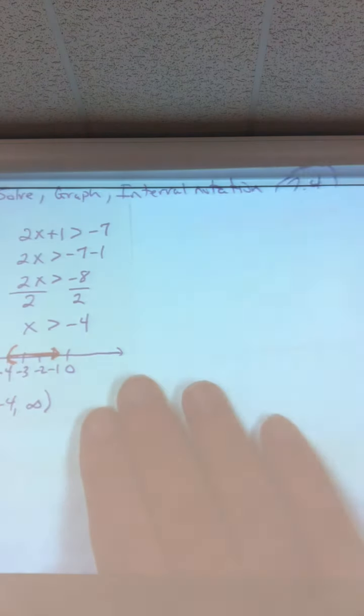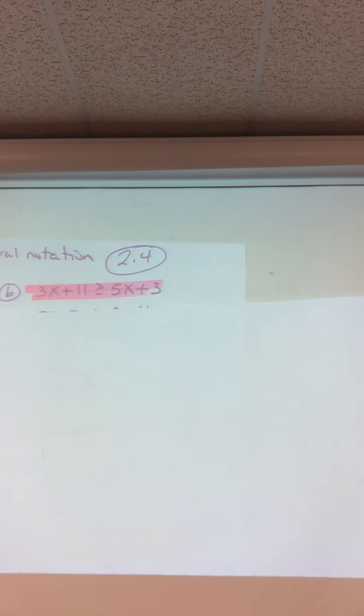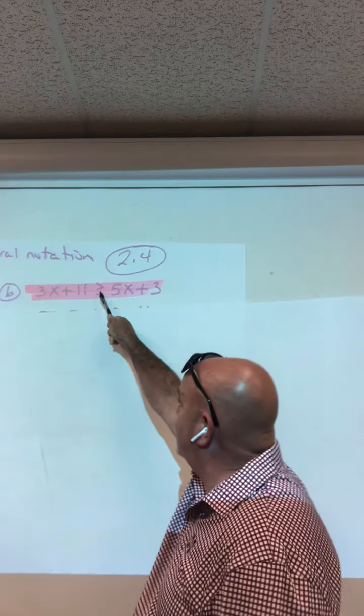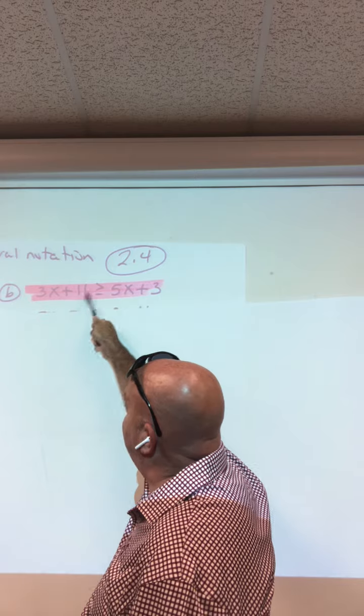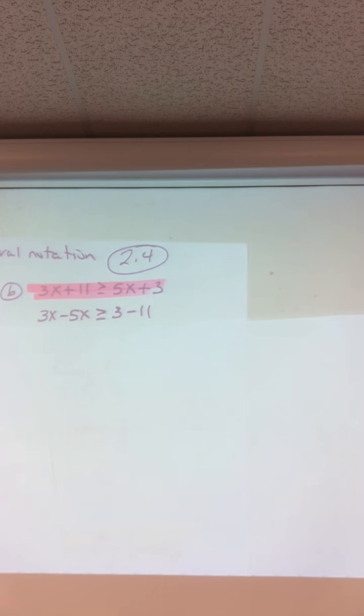Okay, let's go to the next one. Don't worry that this one's highlighted. That won't matter to you at this point. Okay, 3x plus 11 greater than or equal to 5x plus 3. All right, this is that two-step problem. If this were an equal, you'd subtract 11 from both sides and subtract 5x from both sides. But get the x's on the left. So if I do it in one step, we've talked about this, that's what it would look like.